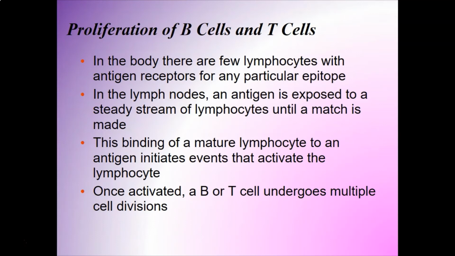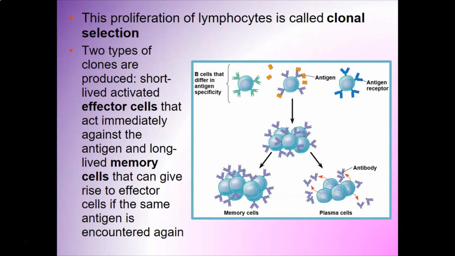So once activated, these B and T cells will undergo tons of cell division, okay? And this is called clonal selection. So once you actually have the right cell for the specific antigen, you go through clonal selection, okay? And you have two types of cells that are going to be made. You have the effector cells, okay? They act immediately against the antigen, and then your long-lived memory cells, okay? And again, these give rise to effector cells if the same antigen is encountered in the future.